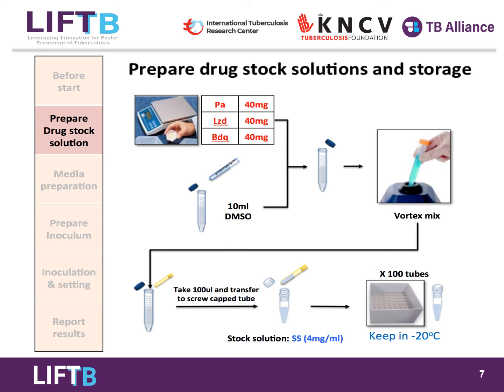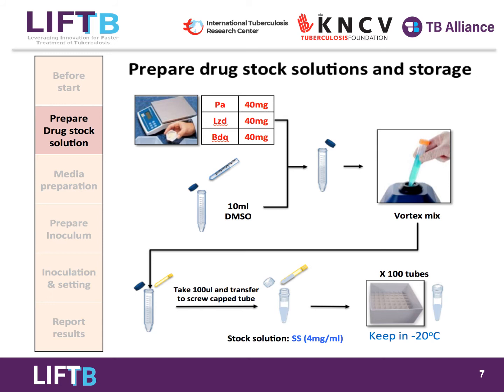3. Add the 40 mg of powder to the 10 ml of DMSO prepared in step 1. 4. Vortex the mixture thoroughly until the drug particles and sediments are completely dissolved. This will produce a 4 mg per milliliter stock solution of each drug.